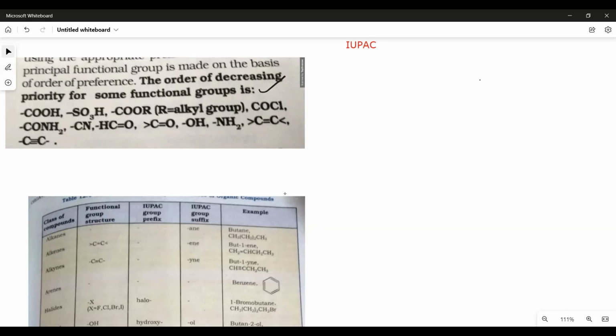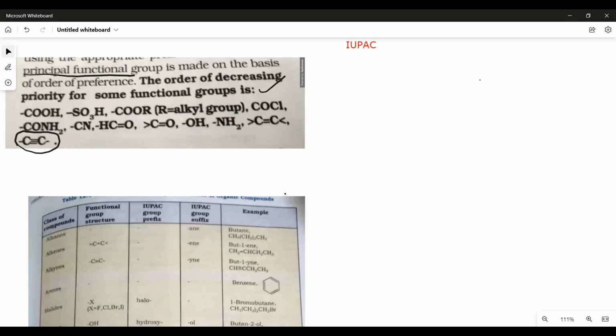Now there are the functional groups. If more than one functional group is present, we have to take one functional group as a principal functional group. And the principal functional group will be according to this priority order. This priority order is also known as the sequence rule. Now here, it is the decreasing order of priorities of the functional groups. That is, according to this sequence, the alkyne has the least priority.